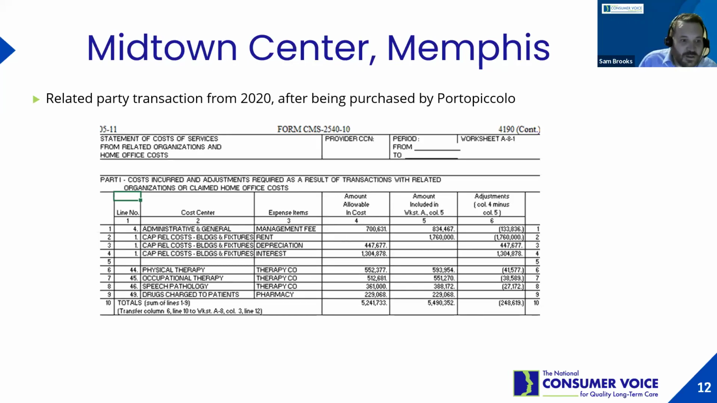Notice anything different? There's now the whole page is full of related party transactions. Those management fees that were $400,000 before are now $834,000. They're now renting that facility to themselves for $1.8 million a year. The related party transactions went from $400,000 to $5.5 million after Porto Piccolo purchased this home. Next slide.